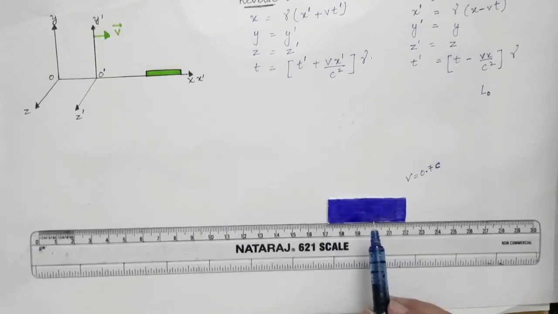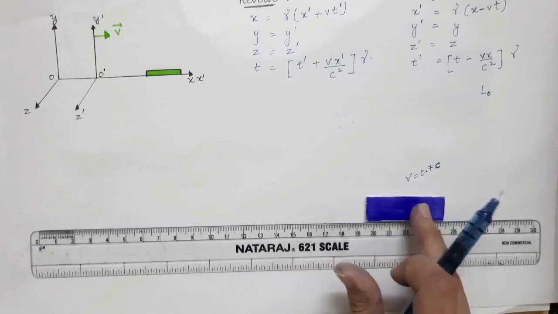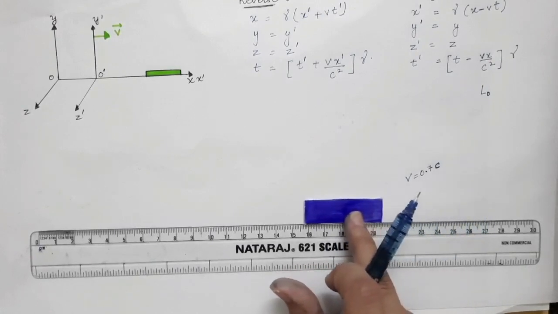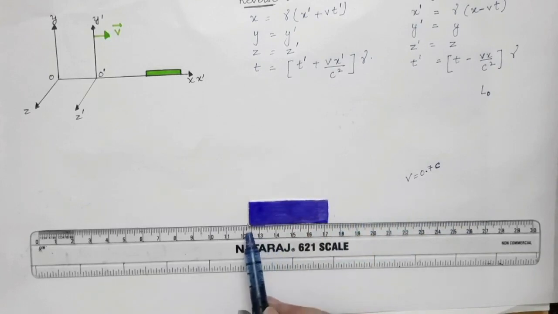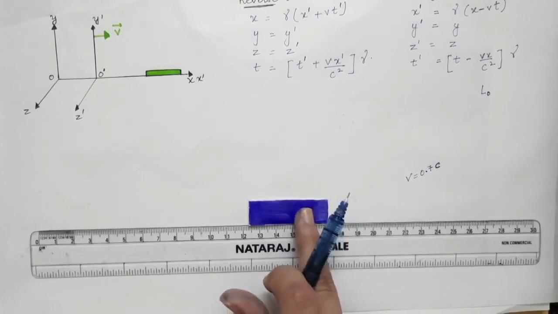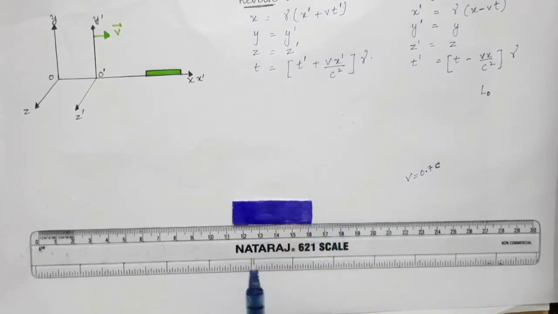Now when this object starts moving in this direction, how do you measure the length? In this case also, you find this coordinate and this coordinate, and then you subtract both coordinates. In this case you find x1 prime and x2 prime. I am talking about primed variables because I am talking about a moving frame.